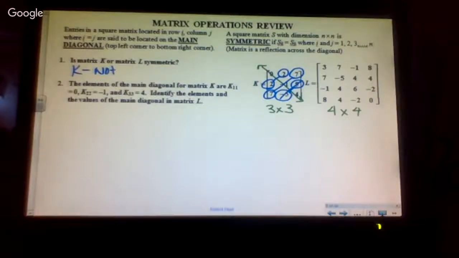Go ahead and check matrix L. You can go right ahead and draw in your main diagonal, and look at all of your numbers opposite the diagonal. Is it symmetric? Yes. You've got 7 and 7, -1 and -1, 4 and 4, and 8, 8, and 4, 4, -2, -2. All of them work.